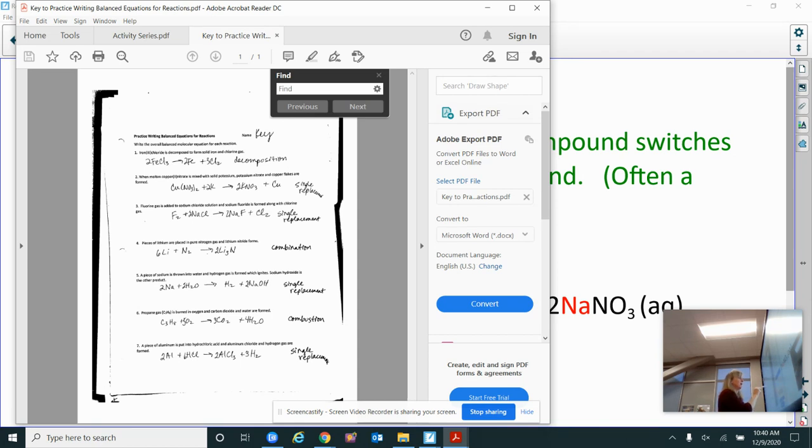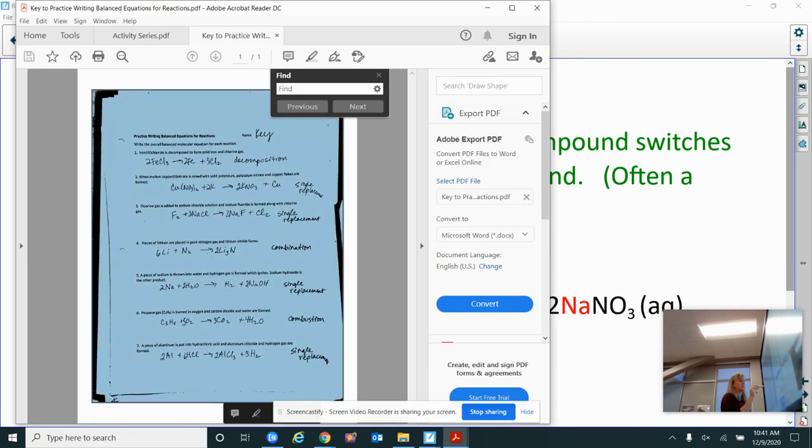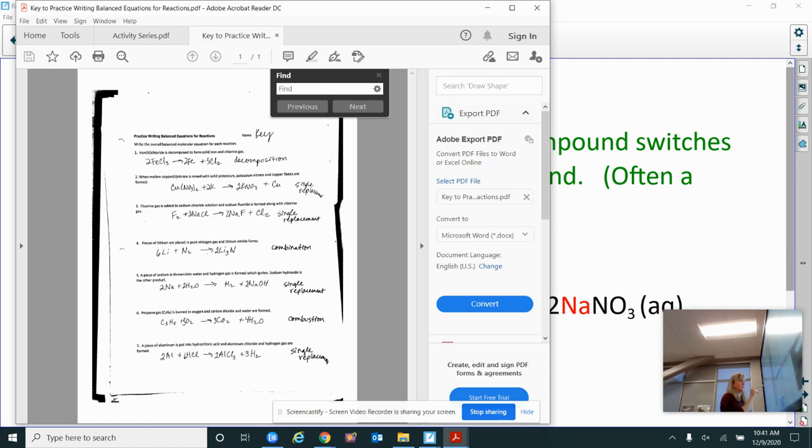Number 4, we have 2 things combining together. We only get 1 product, so that's combination or synthesis. In number 5, we have a metal replacing hydrogen in water to produce hydrogen gas, and then the metal went with the OH. So that 1 H was kicked out, it had to then gain a partner to be H2, and then the Na went with the OH. So that was also single replacement.